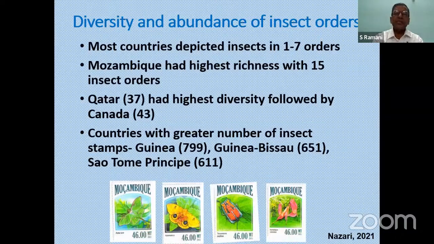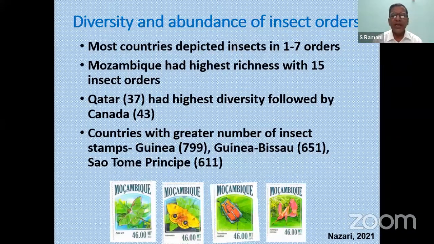And here actually there is some data which I have not given here, but just to tell you that diversity analysis has been done to try and see which country has produced the maximum diversity of stamps, and actually it is Qatar and Canada. Though the number of stamps that have been produced is only about 37 and 43, they had the greatest diversity.